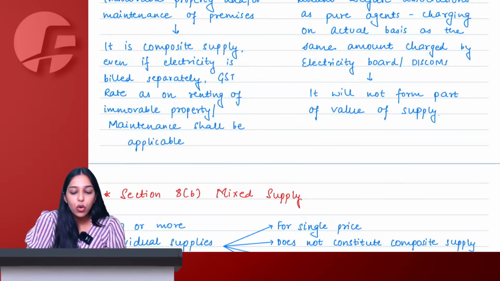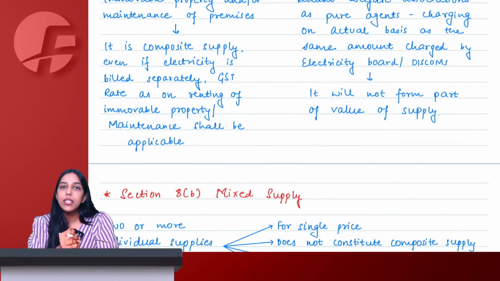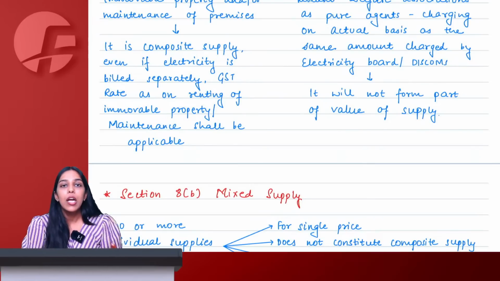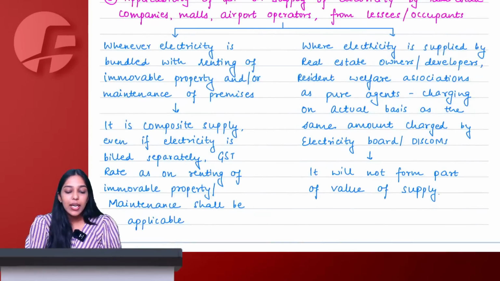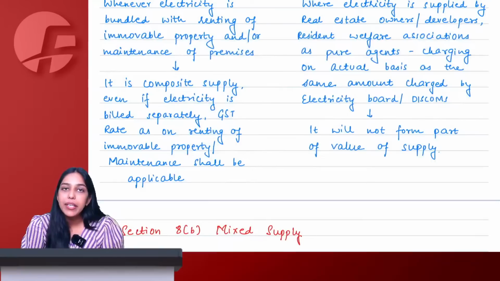So here, even if you bill this electricity amount separately, it will still be considered a composite supply, because you are not collecting electricity as the actual electricity from your ultimate recipient. You are mixing everything with your rent and maintenance charges only. So your electricity charges will also be taxable at the rate of rent and maintenance charges.